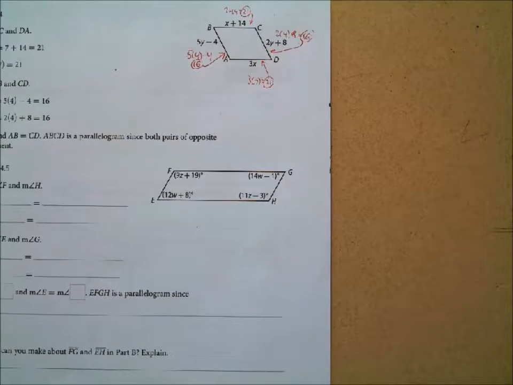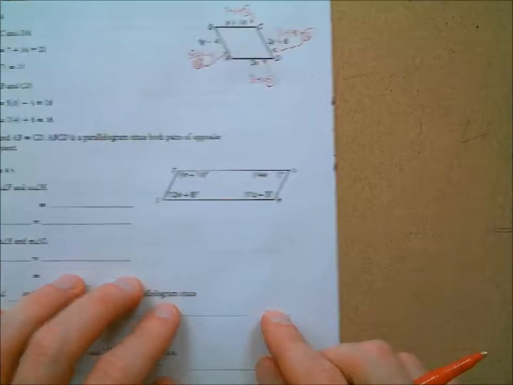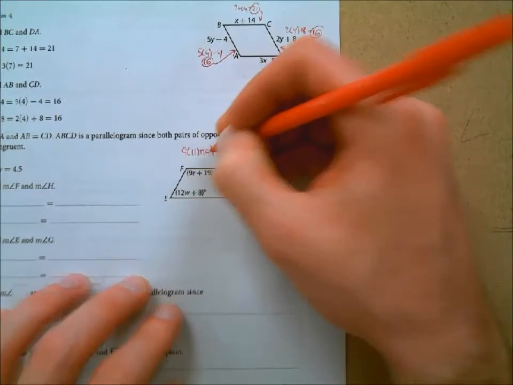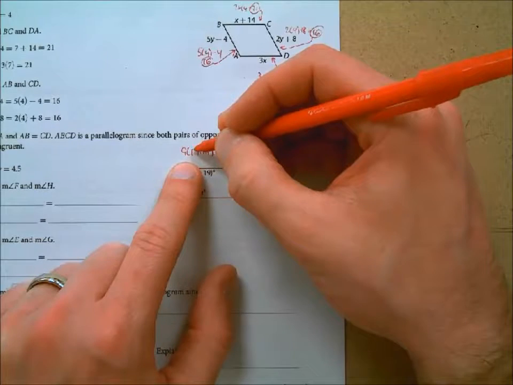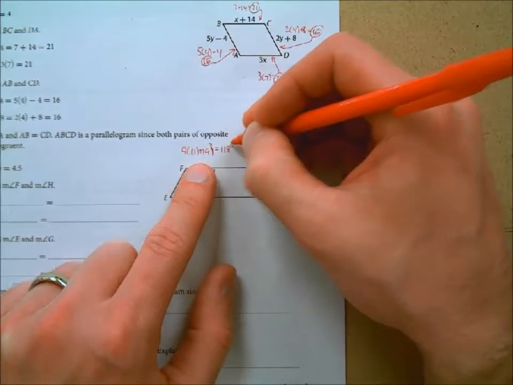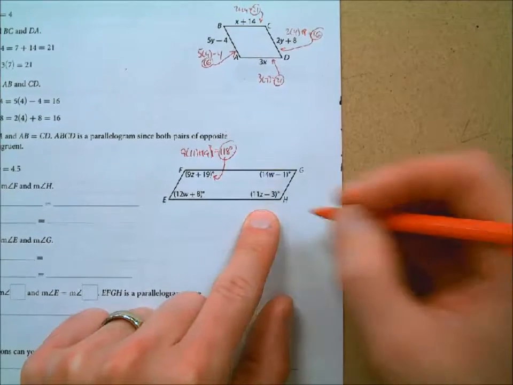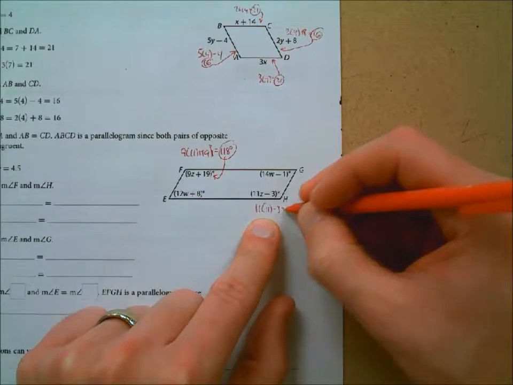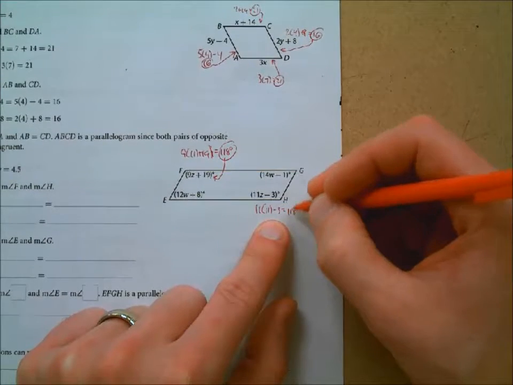All right, one more here. Here we got some angles. Okay, what are we told is z? 11. So that means this angle, 9 times 11 plus 19. 9 times 11 is 99. Plus 19 is 118 degrees. Okay, do the same thing here. 11 times 11 minus 3. 11 times 11 is 121, minus 3, 118.